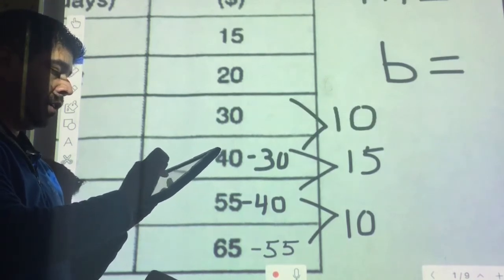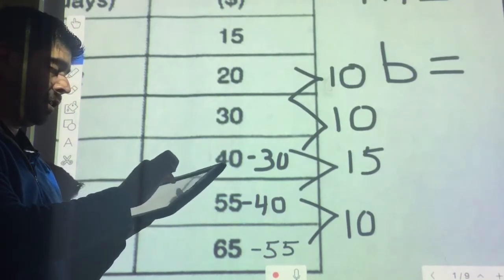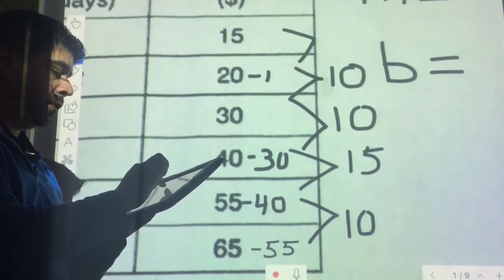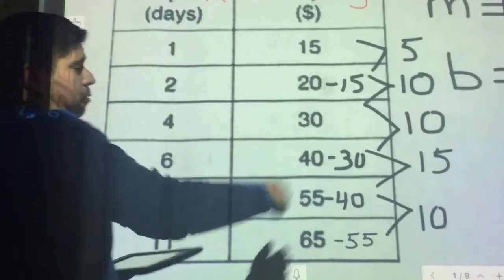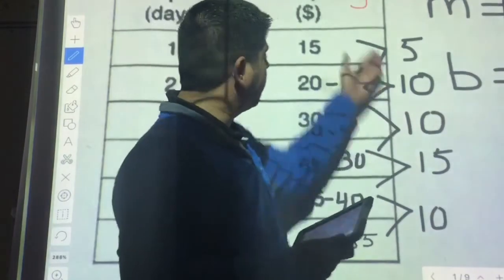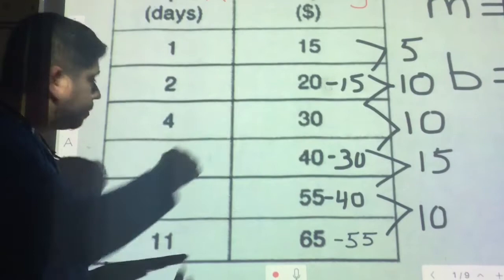Okay, so I see what I'm starting to find is kind of like a pattern, except when I get here, 20 minus 15 is going to be 5. So I kind of go 10, 15, 10, 10, 5, okay? But that's all right, so let's look at my x values here.